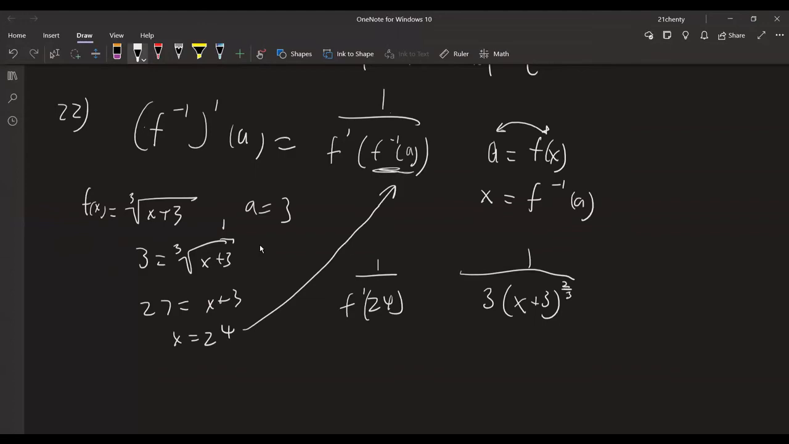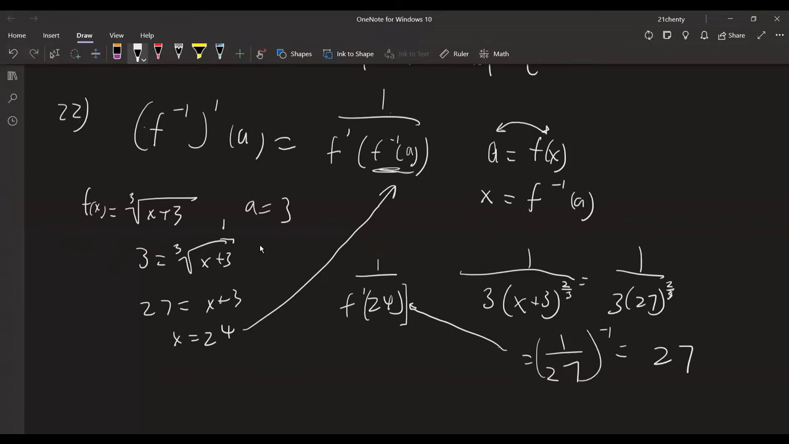So that's 1 over 3. 24 plus 3 is 27 to the negative 2/3 power. And then the cube root of 27 is 3. And then square that, that's 9. So 1 over 3 times 9 is just 1 over 27. But remember that the 1 over 27 is only the bottom term. So we have to invert it, and we get 27 as our answer. Cool.